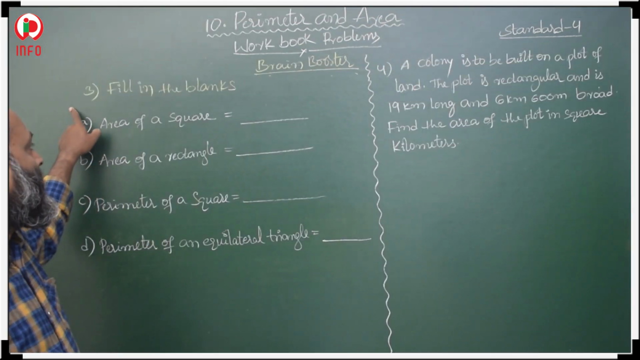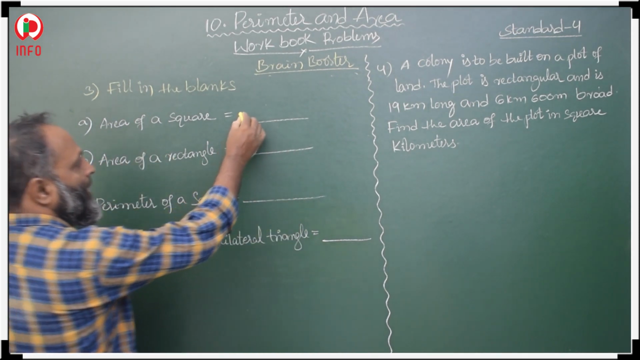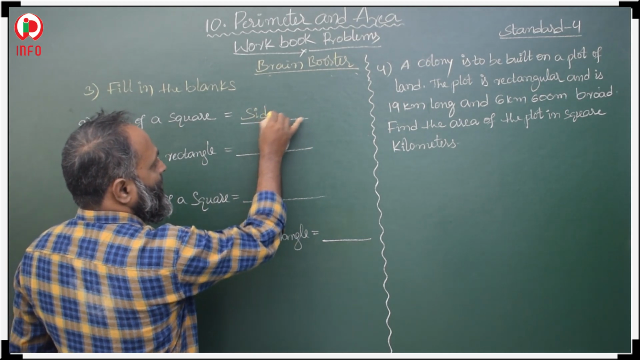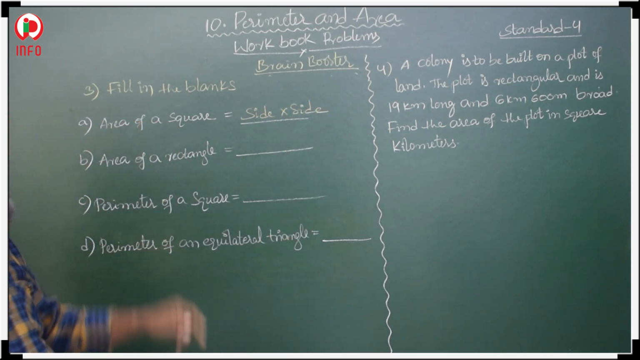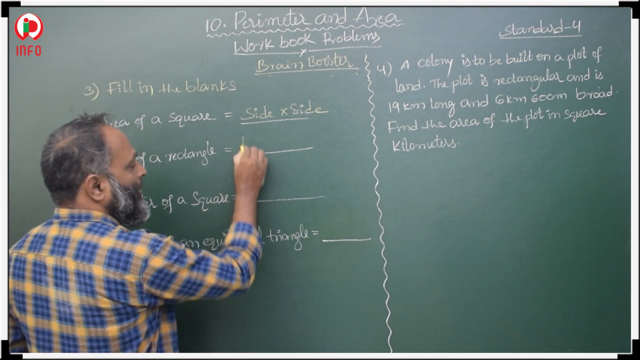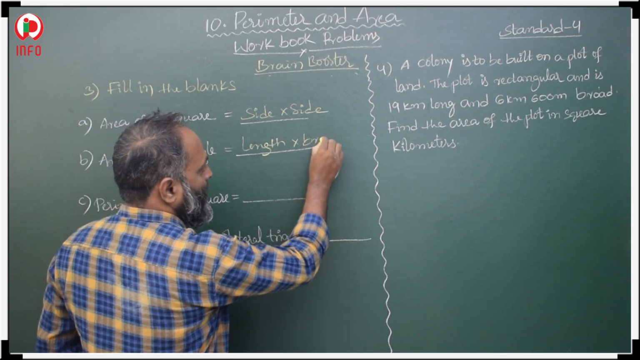Now, see here, fill in the blanks. First, the area of a square. Area of a square formula: side into side. Next, area of a rectangle: length into breadth.